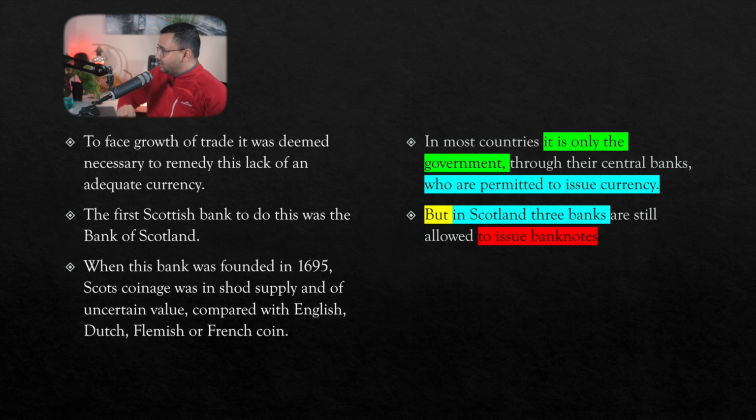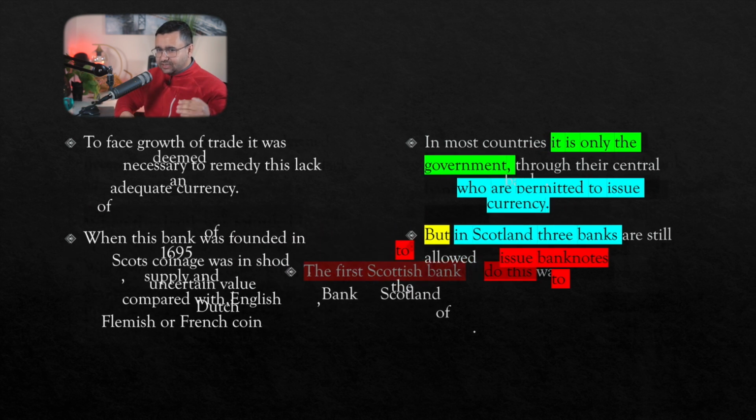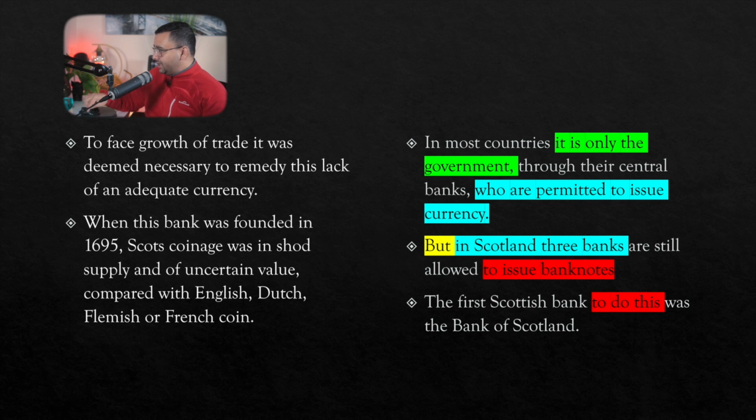And if I do that, what I can see here is issuing banknotes mentioned in this sentence is something that they have discussed in the second sentence on the left hand side. The first Scottish bank to do this means here to do this means to issue currency, to issue banknotes. So these two sentences now are related to each other. So you can see that the second part of the second sentence is related to the first part of the second sentence on the left hand side. So it will come to this side in this manner.